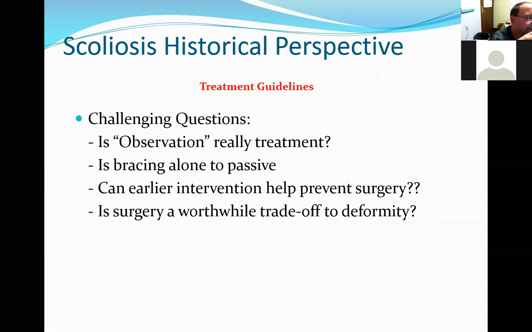Treatment guidelines, it's a challenging question. Is observation really treatment? Is bracing alone too passive? Can earlier interventions help prevent surgery? Is surgery a worthwhile trade-off to the deformity?